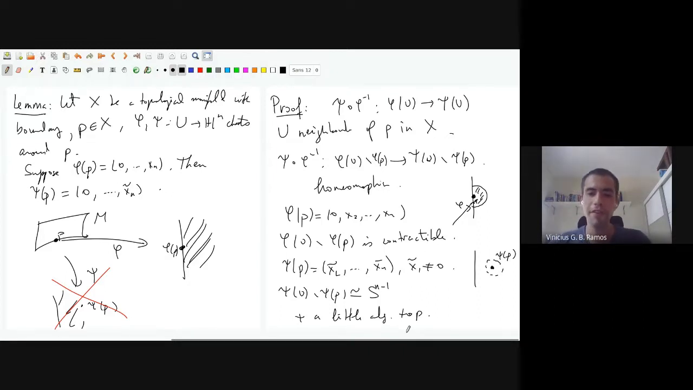To prove it's not homeomorphic is maybe a little bit tricky without algebraic topology, but with a little algebraic topology you can prove it. So I'm going to leave this last little bit for you to think about. Okay, any questions?